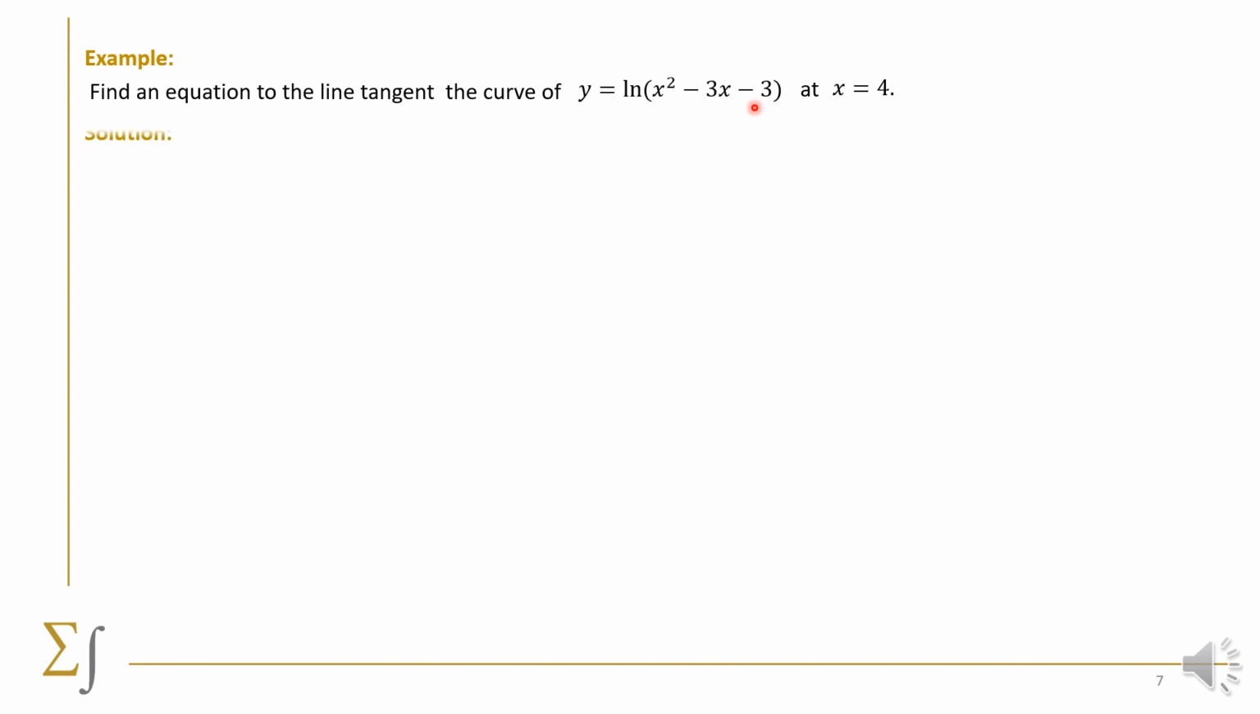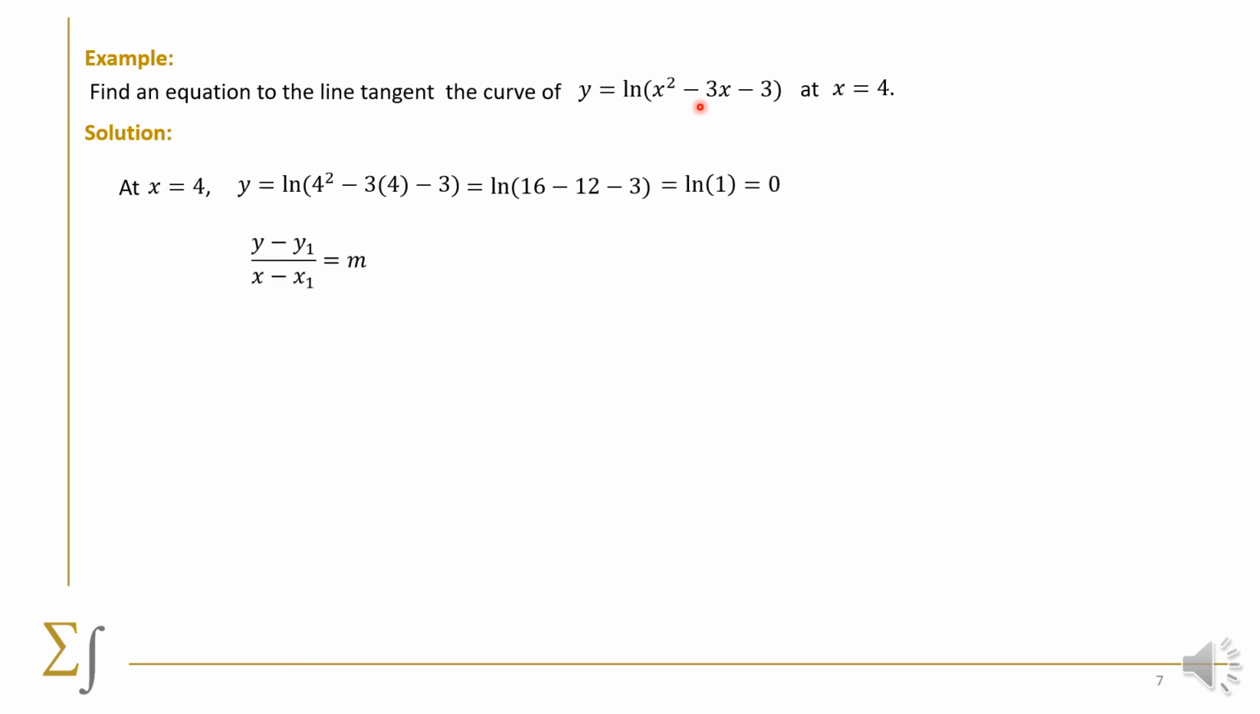And here we come to our last slide in this presentation, where we are asking you to find an equation of the line tangent to the curve y equals ln of (x squared minus 3x minus 3) at x equals 4. So we start our solution. We say that x equals 4. What's the corresponding y? We plug in 4 for each x, and we get y equal to ln 1, which is 0.